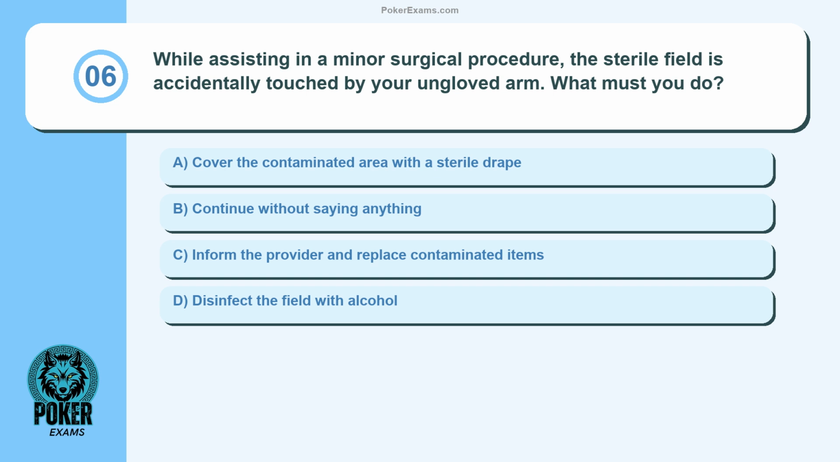Question 6. While assisting in a minor surgical procedure, the sterile field is accidentally touched by your ungloved arm. What must you do? Cover the contaminated area with a sterile drape. Continue without saying anything. Inform the provider and replace contaminated items. Disinfect the field with alcohol.